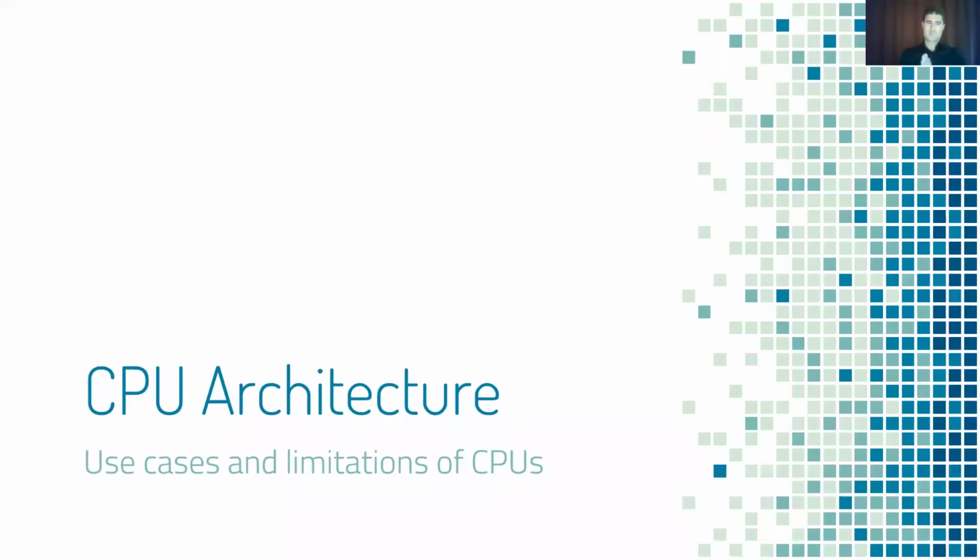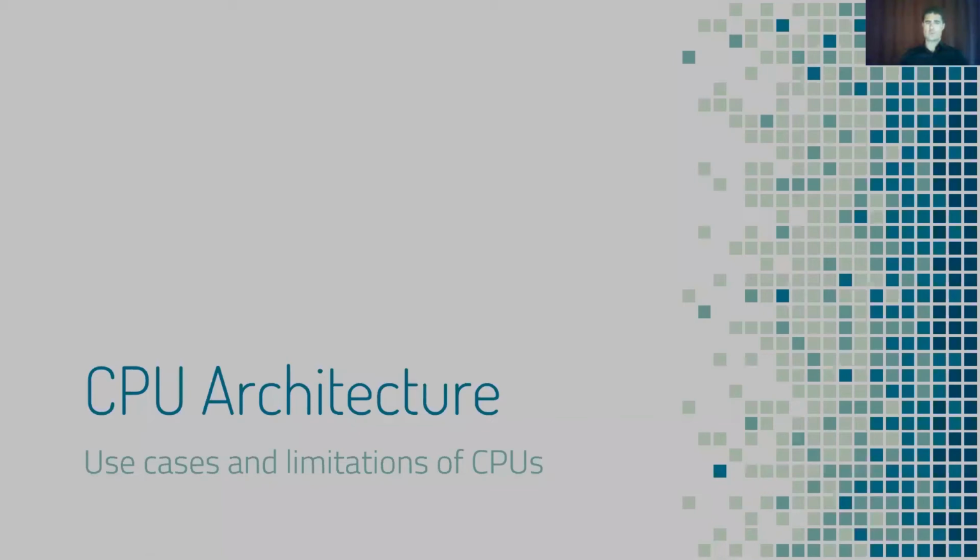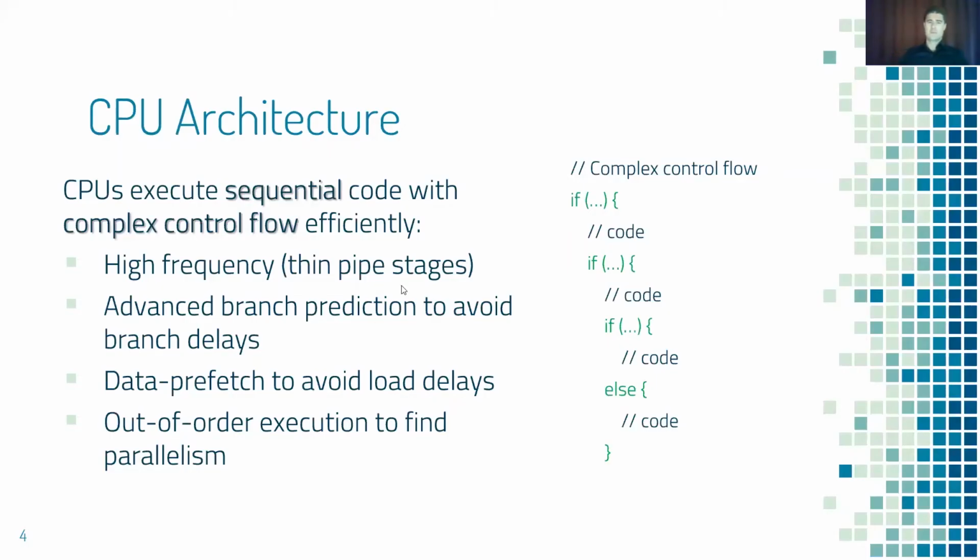Okay, so let's start with the CPU architecture. We'll focus on use cases and limitations of CPUs. CPUs are designed to execute sequential code with complex control flow efficiently. On the right side of the slide, you see a code segment with complex control flow, and CPUs are designed to handle such code efficiently. Like many of you know, CPUs are very deeply pipelined nowadays, and each pipe stage is very thin, which allows the CPU to have a very high frequency. It's not uncommon for a CPU core nowadays to operate at 3 gigahertz, which is a very high frequency.